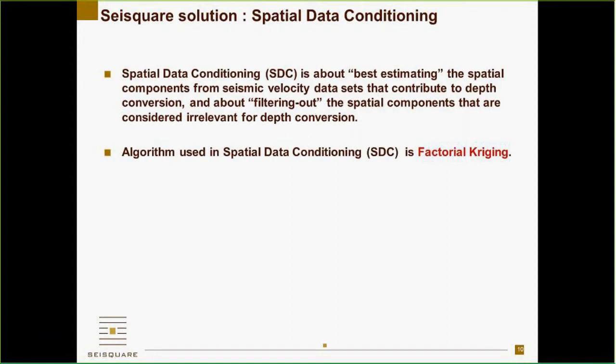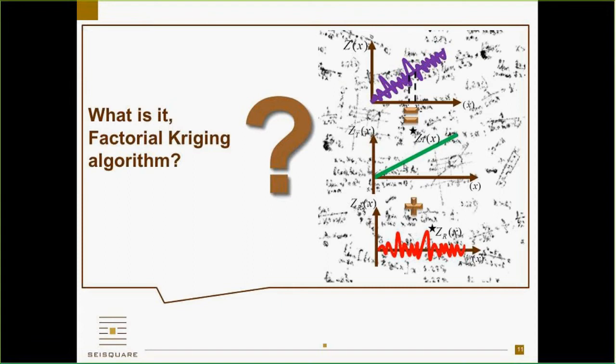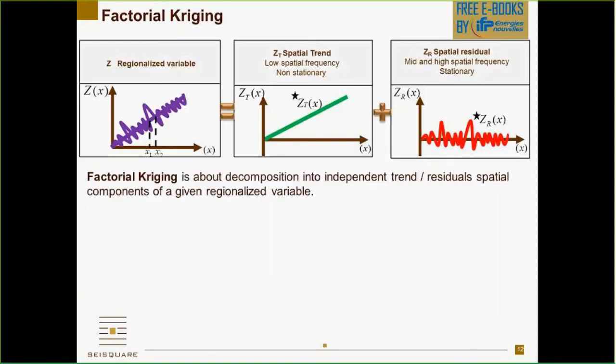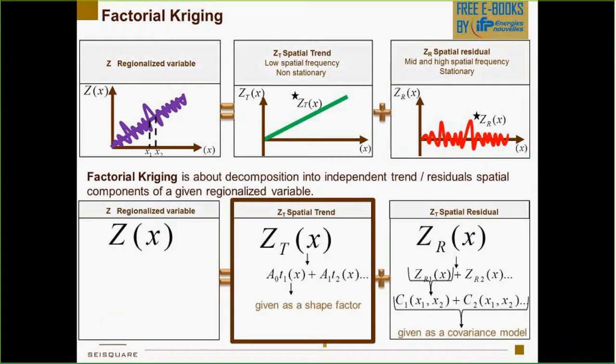The algorithm which we are using in spatial data conditioning is factorial kriging. So, what is factorial kriging? Factorial kriging is about decomposition into independent trend and residual spatial components of a given regionalized variable. It means that a regionalized variable could be split into a spatial trend with a low spatial frequency, non-stationary, and into a spatial residue with a mid and high spatial frequency, stationary.